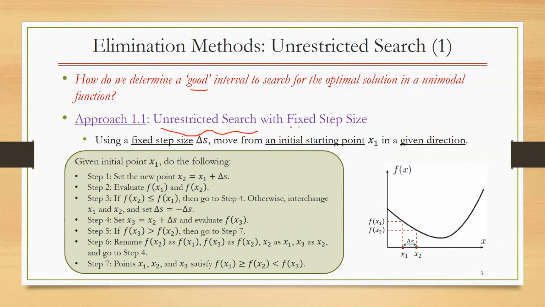The first version was using the fixed step size, and the other one having an adaptive or accelerated step size. So for the fixed step size, do you have any questions? Does everyone understand how the unrestricted search method using fixed step size works? Yes or no? Yes. Okay. Asad, can you explain to us, please?